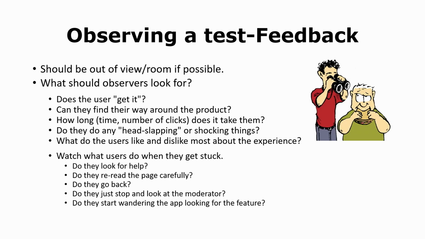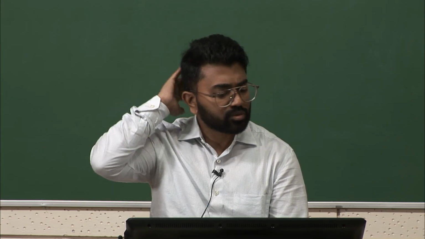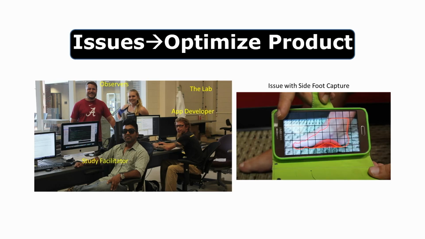So when they get stuck, do they look for help? That is one type of user. Do they reread the page carefully? Do they go back? Do they just stop and look at the moderator? Do they start wandering the app looking for the feature? These are the different behaviours a user may showcase when they are stuck with an app at a certain page. So we need to do a very in-depth analysis and observation recording as an observer as a part of these usability tests, right?